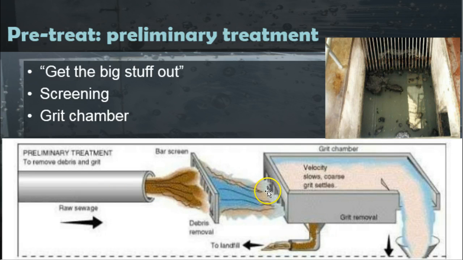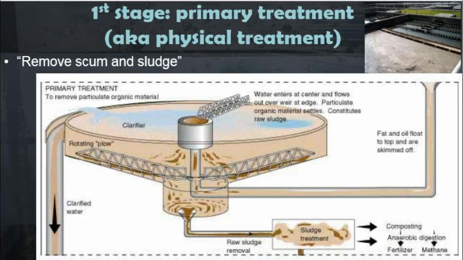So if those don't get removed, they could cause problems later on. So all that stuff gets removed and usually sent to a landfill. Then the first real stage of this treatment system is called primary treatment, which is usually physical treatment. Basically the idea is to remove those scum and sludge layers. So it does the same thing a septic tank does.